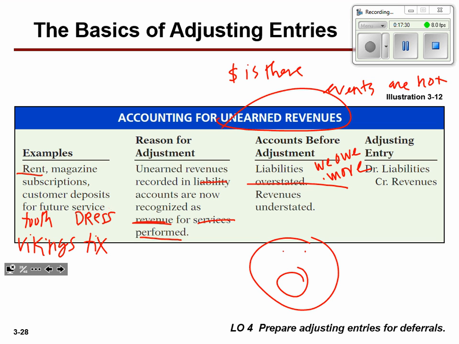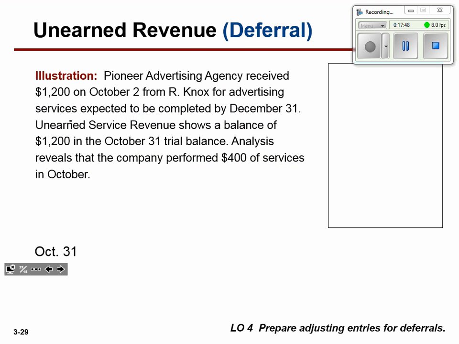So if I'm a dentist and someone pays me for their crown that's going to go in, if I didn't do this, it's going to look like I still owe them the crown and that I didn't earn any money for that crown if we didn't do this type of adjusting entry. So let's see what it looks like.